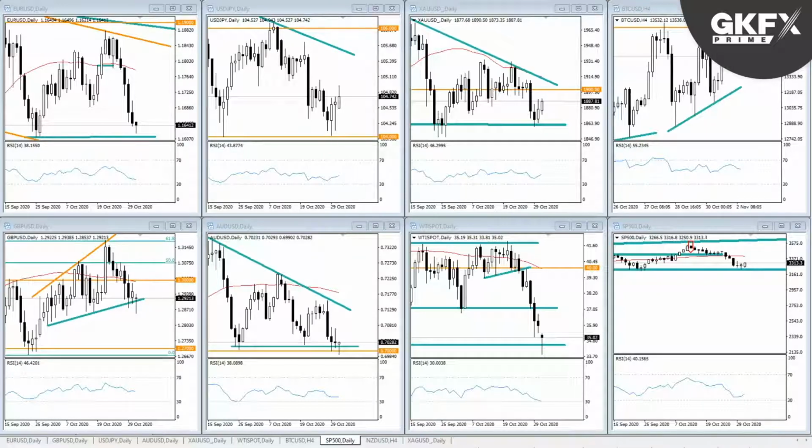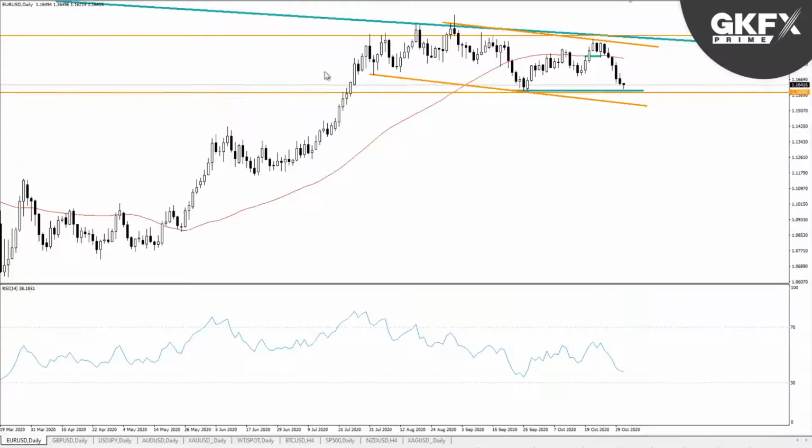Okay, so let's get on with it. Let's have a look at the euro to start with. We'll work our way through the Forex and the charts as you see them on the screen here.